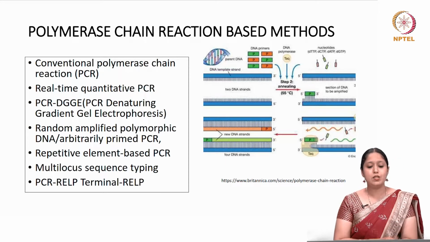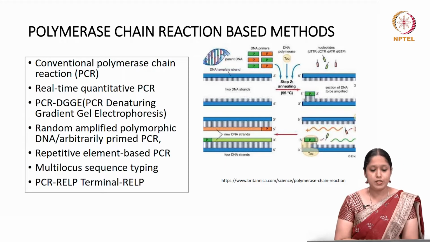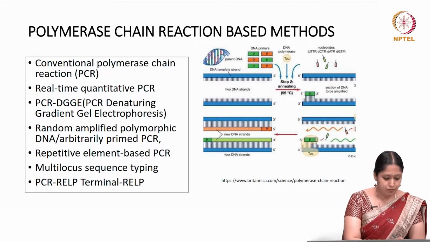There are different methods of polymerase chain reaction, which include conventional polymerase chain reaction, real-time quantitative PCR, PCR-DGGE which is PCR denaturing gradient gel electrophoresis, random amplified polymorphic DNA or arbitrarily primed PCR, repetitive element based PCR, multi-locus sequence typing, as well as PCR restriction fragment length polymorphism, terminal RFLP. These are all the different types of polymerase chain reaction based methods.